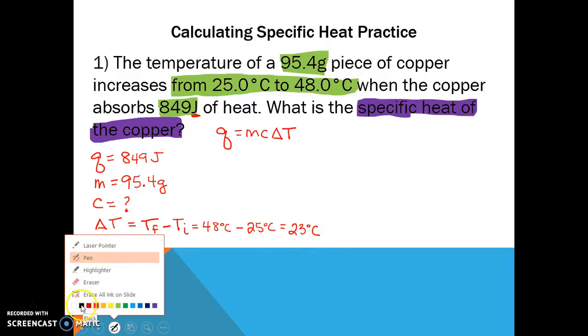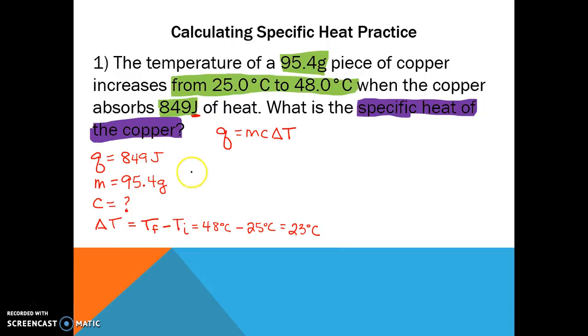The next step is to just plug this in. Each variable goes into the equation, just like you would plug in an X in math class. Now we're just plugging in different letters. So here, Q is equal to 849 joules. So just rewrite 849 joules equals M. My M is 95.4 grams times C, which is my unknown. So I'm just going to keep it as C. That's my variable. Times delta T. Now remember, delta T is this last bit here, so it's 23 degrees Celsius.